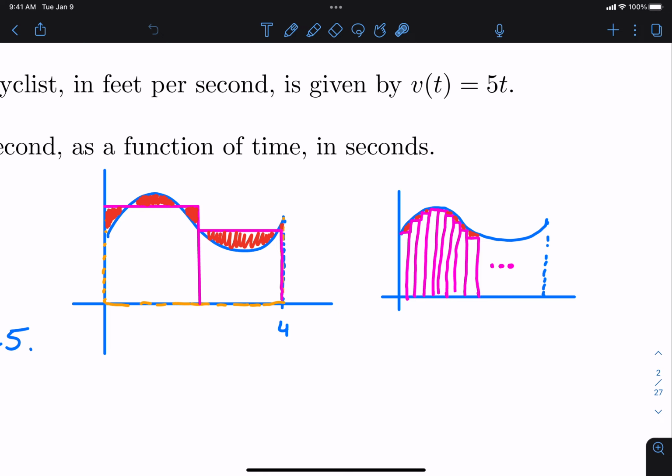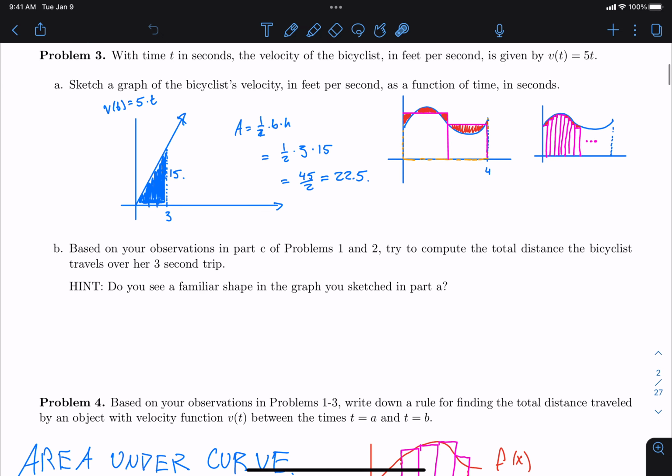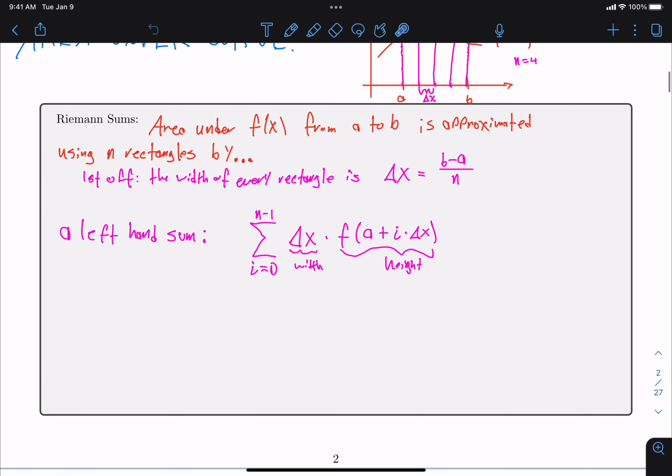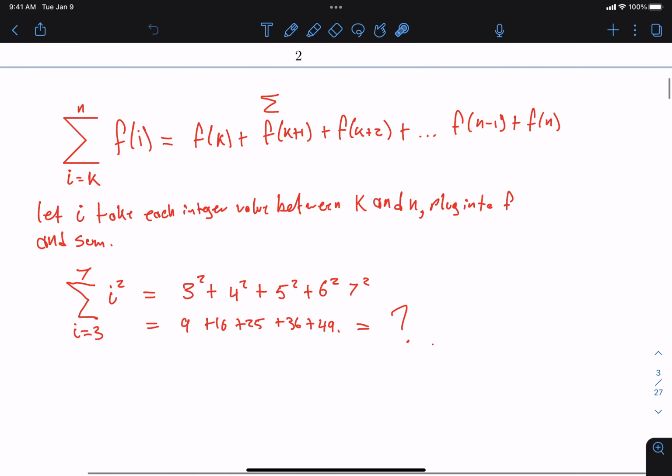Okay, so what we defined at the last part of class last time was how to actually compute these areas, and it comes in the form of this summation notation. The summation notation just says, look, i goes from something to something. In this case, it goes from k to n. And then f of i is what you're going to do, and the sum means you're going to take each i value between k and n, plug it into the function, and then add them all up. Right?